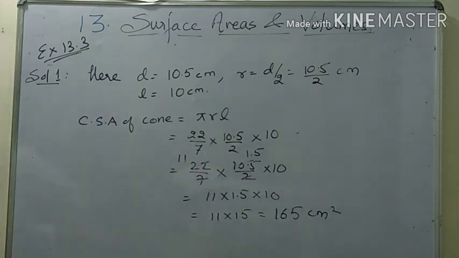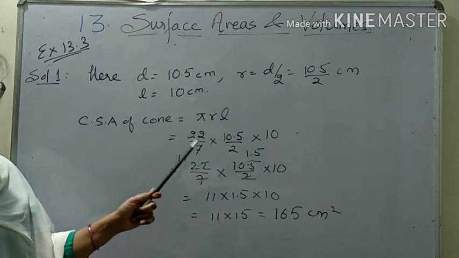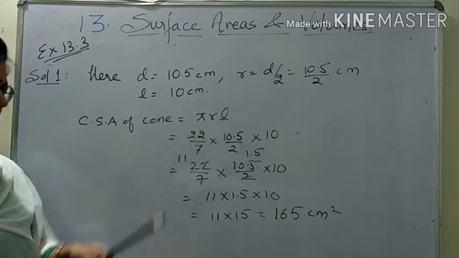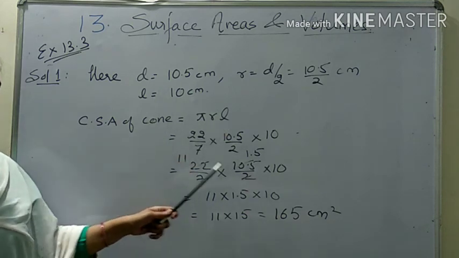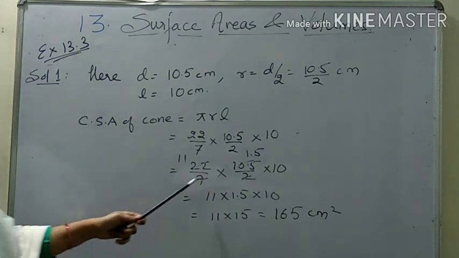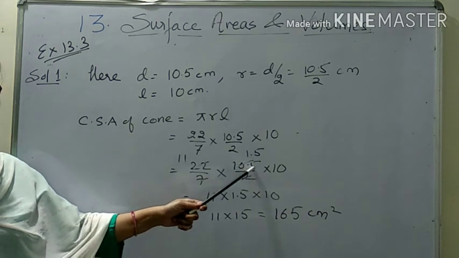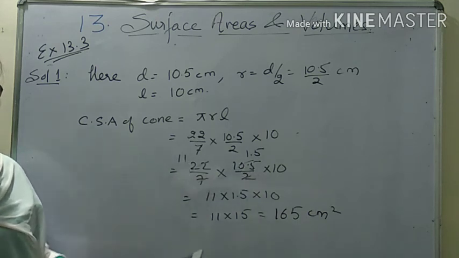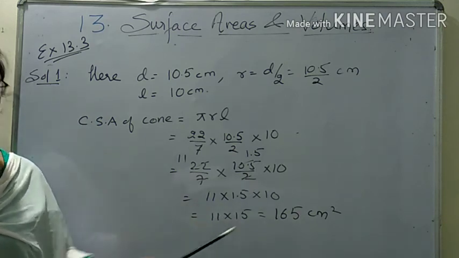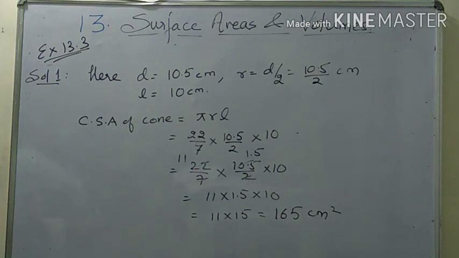So putting the values, 22 by 7 into 10.5 by 2 into 10. Now see the calculations, how I am doing. You don't have to simplify here itself. Now after writing 22 by 7 into 10.5 upon 2 into 10, now cancel the terms. 7 ones are 7, 2 elevens are 22. So what is remaining? 11 into 1.5 into 10. And that will be 11 into 15. So our answer is 165 centimeter square. Thus, the curved surface area of the cone is 165 centimeter square.